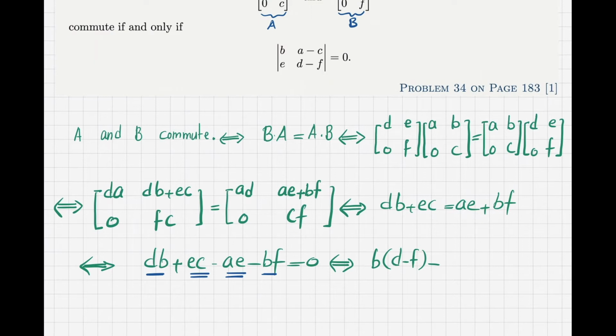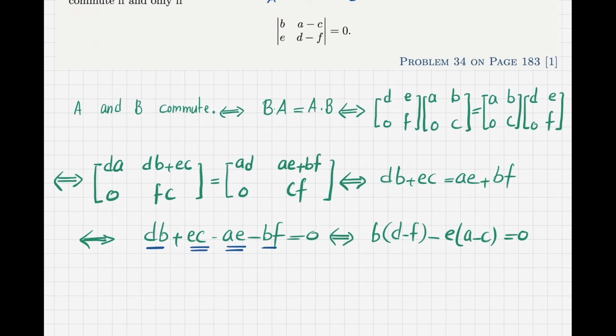let me factor minus E out. The reason is that I want to have A minus C. Yes, by looking here I see that the combination that I have is D minus F and then A minus C. You see, so this motivated me to factor minus E out instead of factoring only E out. Yes, and then it is completely clear that is the definition of that determinant.